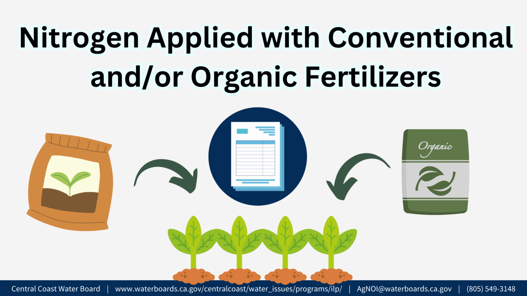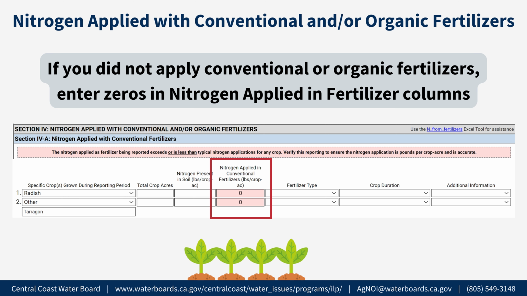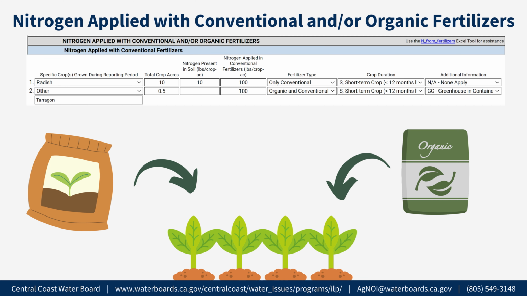Nitrogen applied with conventional and/or organic fertilizers. If only compost and other materials were applied and are reported in the nitrogen applied with compost and other materials section, and you did not apply conventional or organic fertilizers, enter zeros in the nitrogen applied in fertilizer columns and disregard the pop-up warning message. Next, we will describe reporting for any applied conventional and/or organic fertilizers.